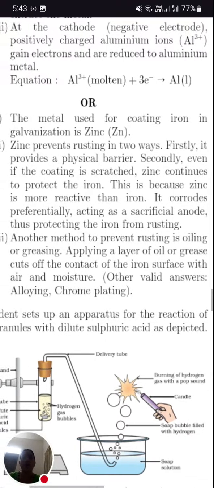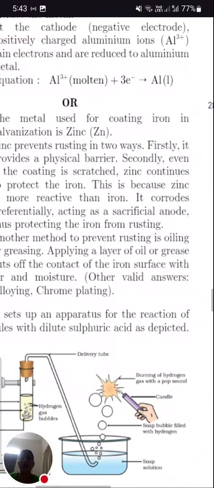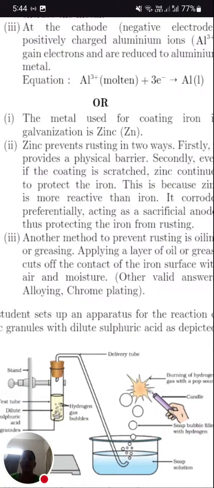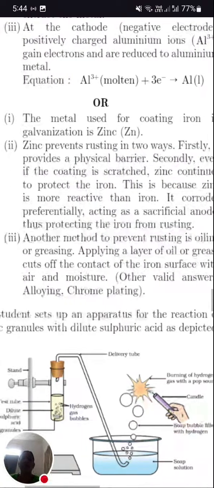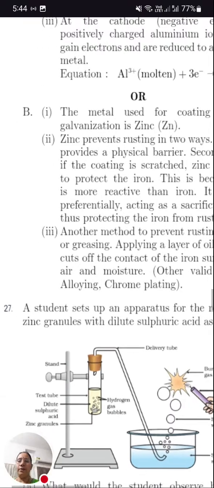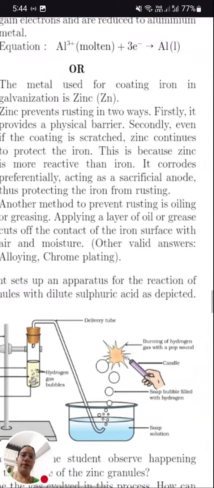Next, what are the other methods? To prevent rusting, oiling can be done, greasing can be done. Applying a layer of oil or grease cuts off the contact of the iron surface with air and moisture. Other methods are chrome plating and alloying. When alloying is done, the resulting metal will have other characteristics, thus protecting the metal from getting rusted.